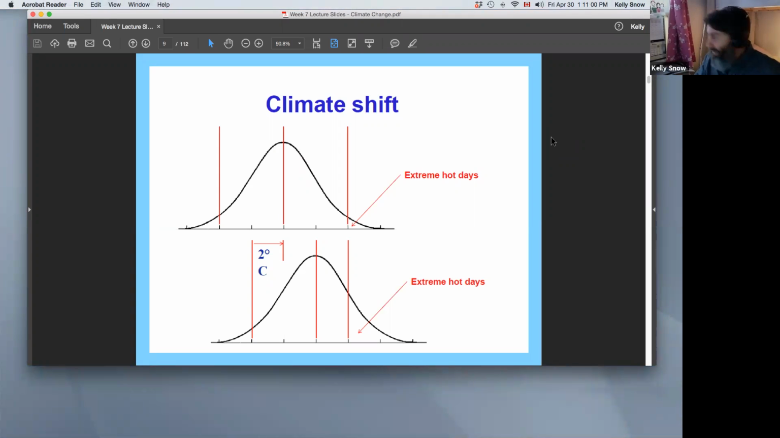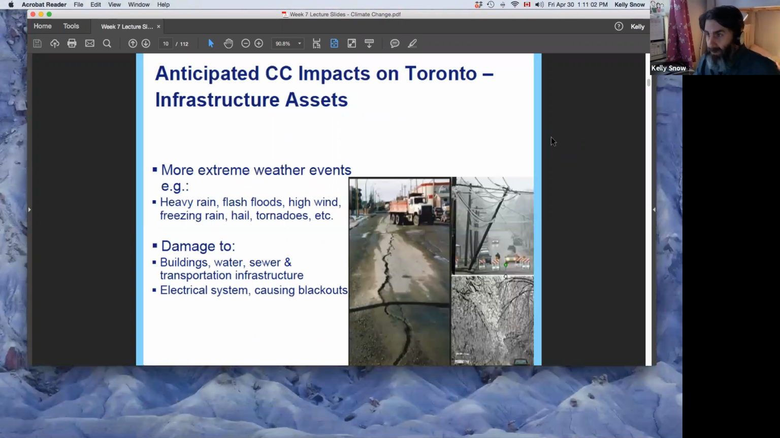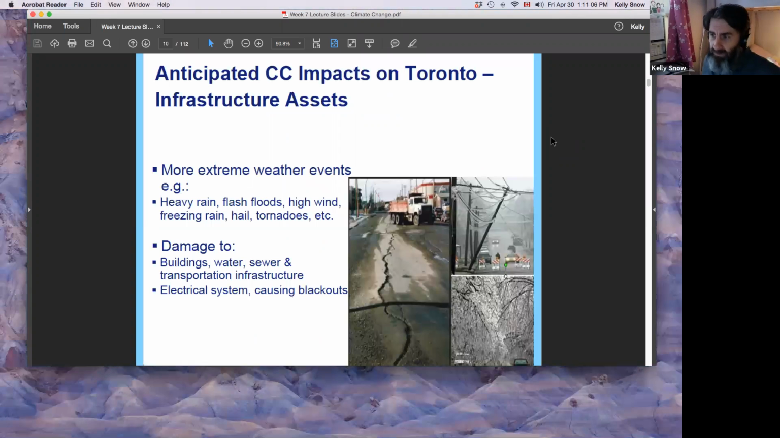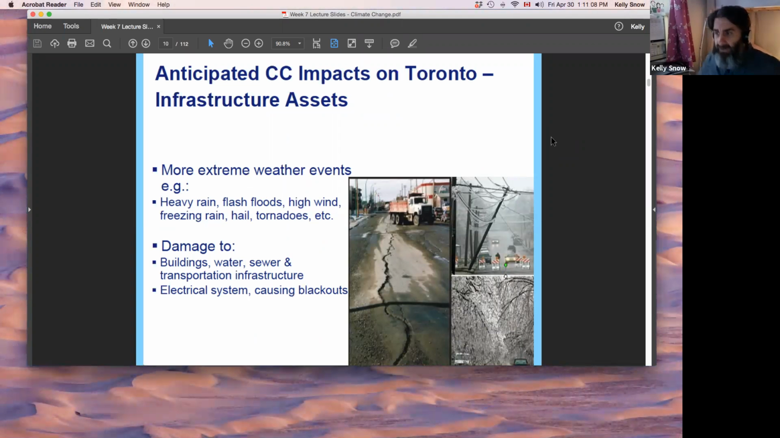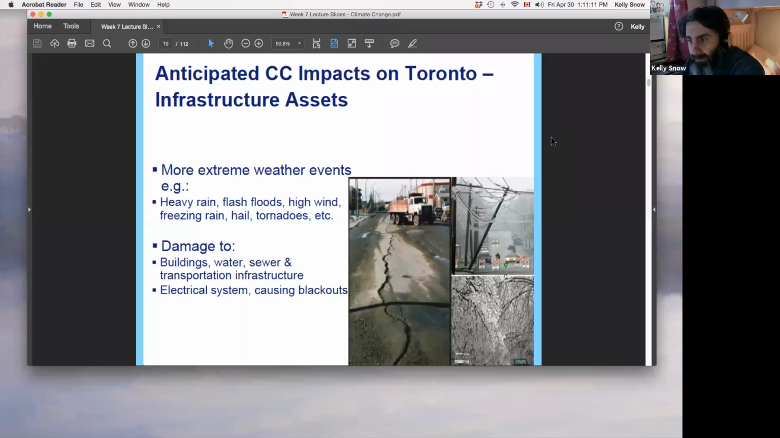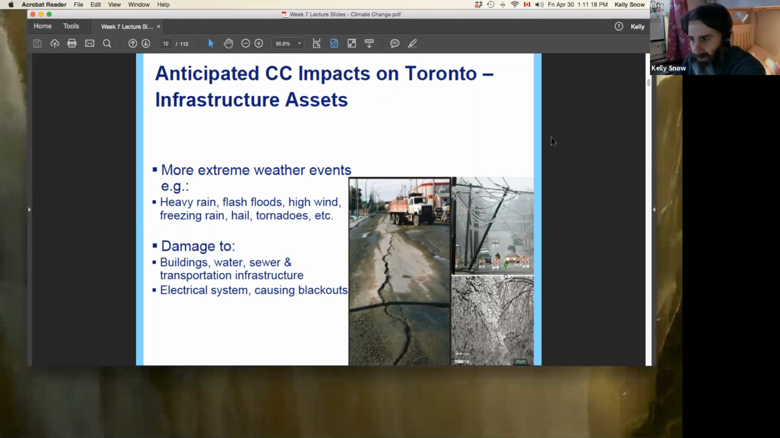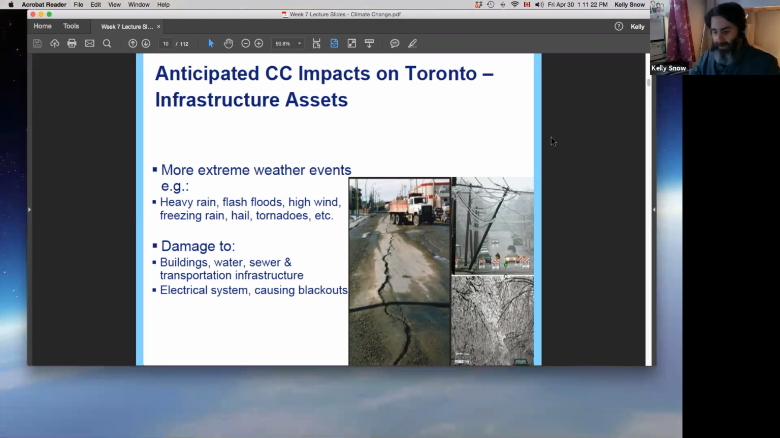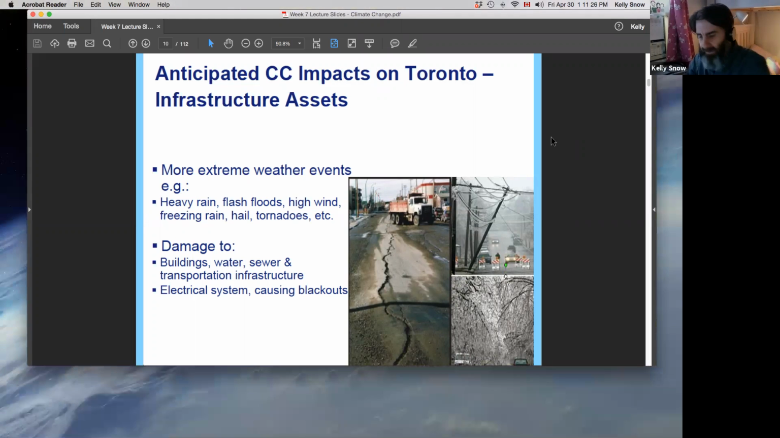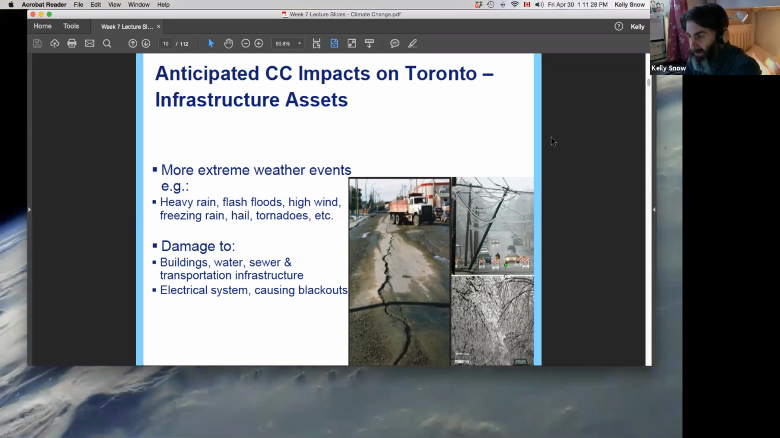So what are the impacts on Toronto itself? More extreme weather events result in heavy rain, flash floods, winds, freezing rain, and so on, tornadoes even. And there's damage to building, sewer and transportation infrastructure, electrical systems, and so on, which cause blackouts, which are dangerous and difficult to manage, especially in times like we're experiencing now.